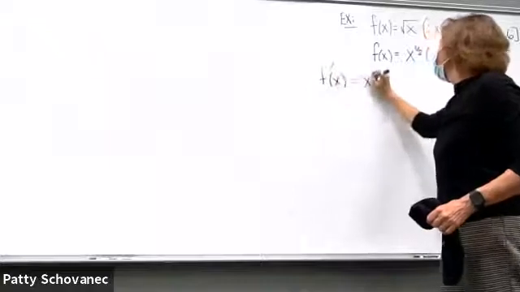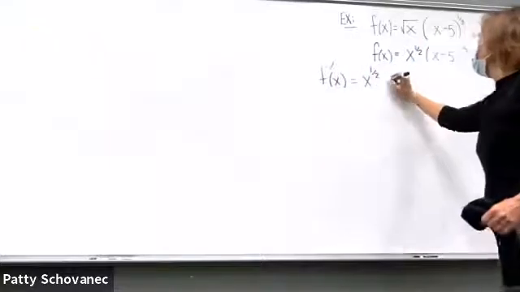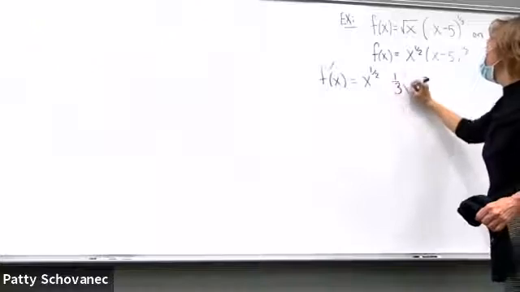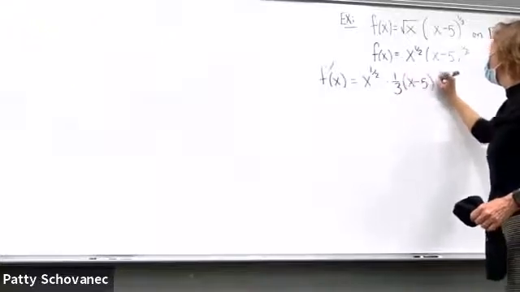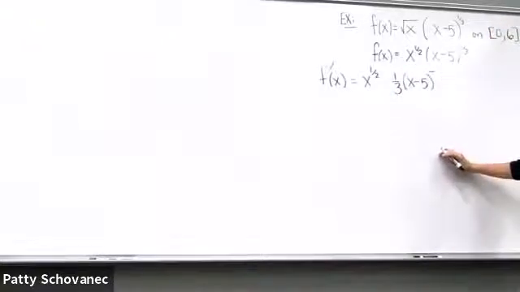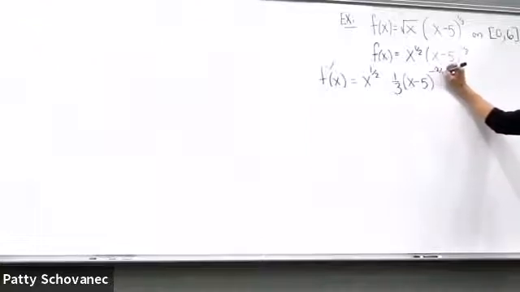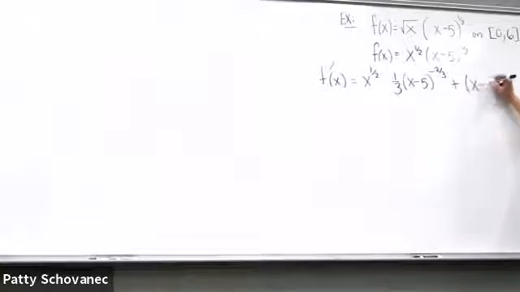So here's the first times the derivative of the second. You take one away from 1/3, and I get a -2/3. And the other way, second times the derivative of the first.